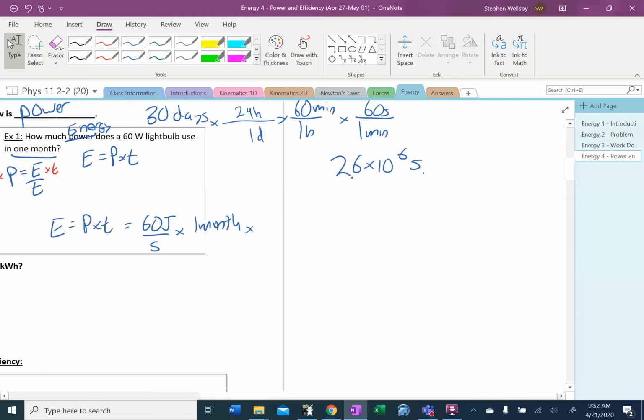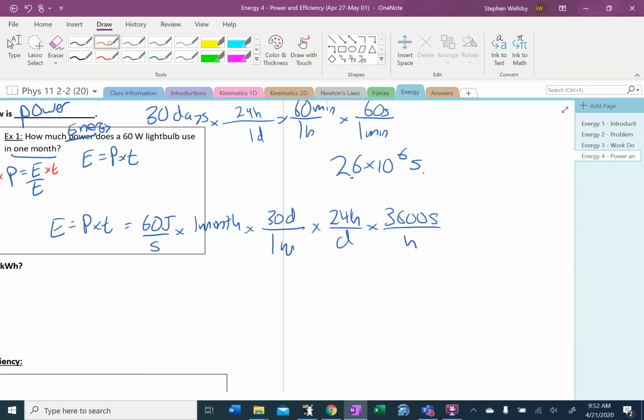Okay, so times 1 month. And then again, we're going to do the exact same thing. So we're going to say times 30 days per 1 month, times 24 hours per day, and, as a shortcut, times 3,600 seconds per hour. And we're going to get our answer here.